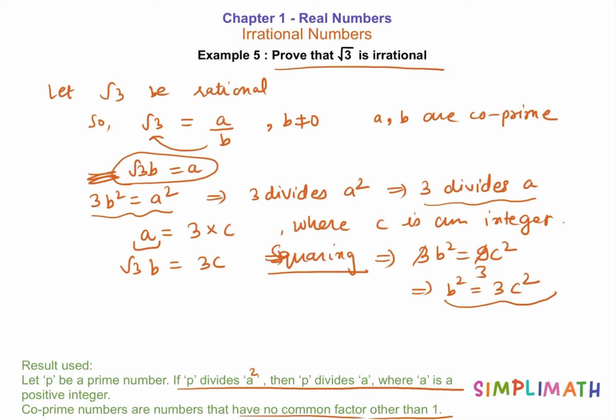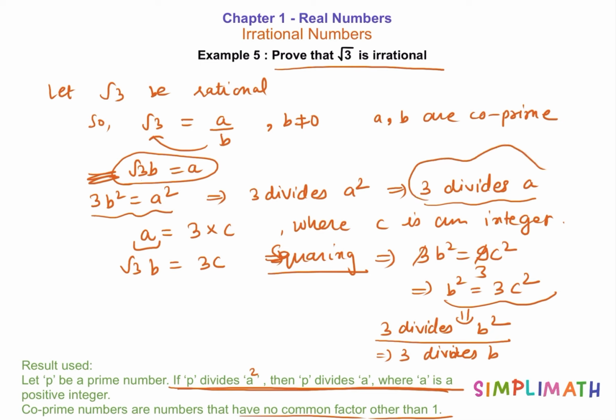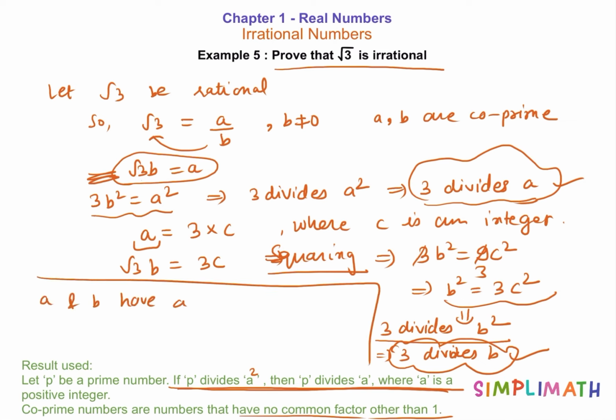So from this equation we can say that 3 divides b square. So from here, if p divides a square, then p divides a, and if 3 divides b square, then 3 divides b. Okay, now 3 divides a and 3 divides b. So from these two statements, what can we say? We can say that a and b have a common factor, which is 3.